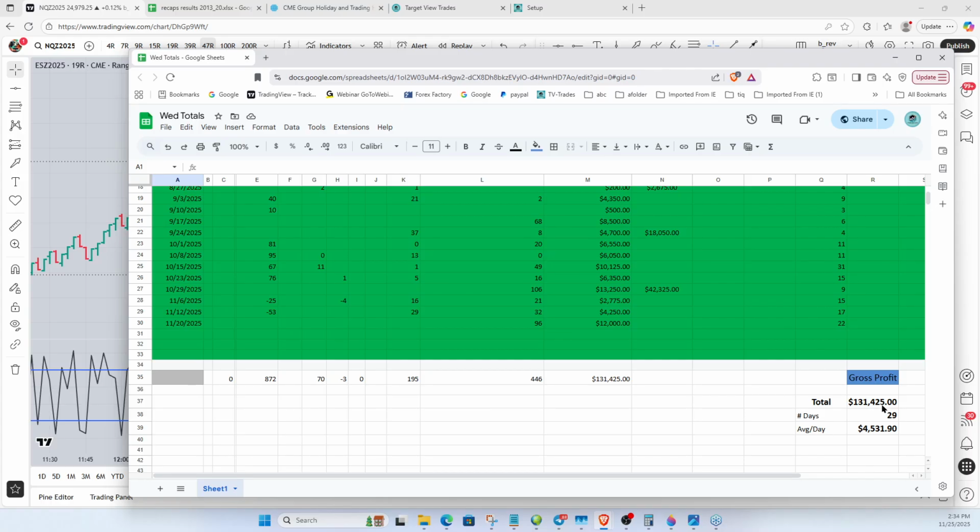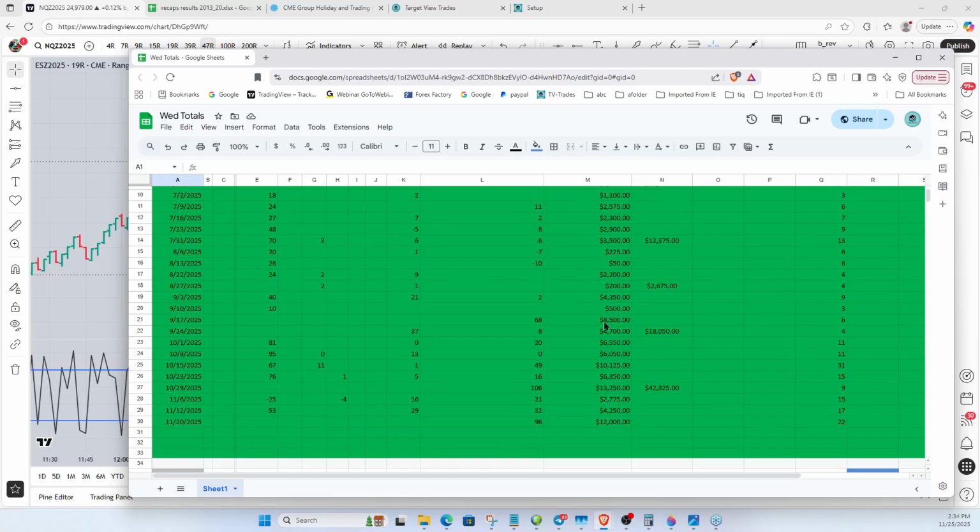$131,425. That's with 10 contracts. With one contract, it'd be $13,142. With a micro, it'd be $1,300. Okay, any of those are enough to pay for the annual. With one contract, it's enough to pay for the annual for a decade. Just wanted to point that out. Alright, that's over 29 days.